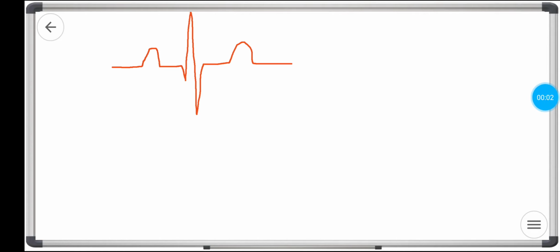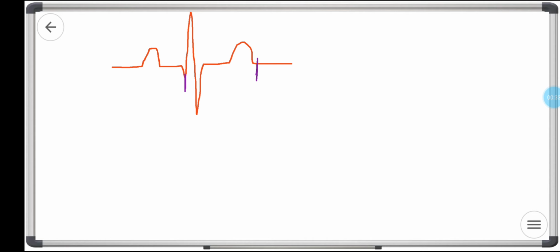So today we're going to talk about the QT interval: why the prolonged QT is dangerous, and what's actually going on in long QT. We know that the QT is from the start of the Q to the end of the T wave, and that represents the time duration from the start of ventricular depolarization to the end of ventricular repolarization.